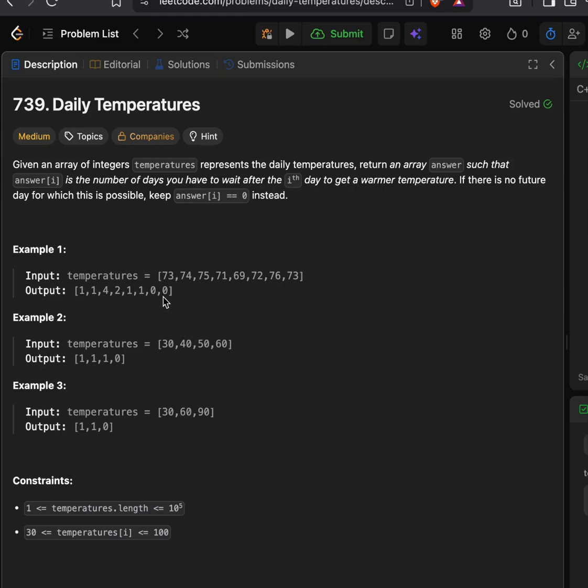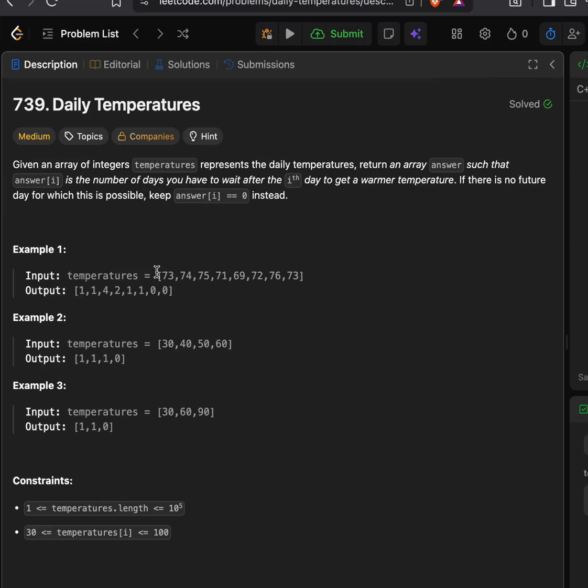If you remember the valid parenthesis question, that is also a similar kind of question, where your current bracket depends on the future, on which bracket is going to come. On the basis of that only you can identify the answer. So here also the same thing is happening: this 73 temperature depends on which will be the next greater temperature, so it depends on 74. So it is a clear intuition that we have to use a stack. Now the question is clearly saying that you have to deal with the index, not with the actual value, so we will store the index in the stack.